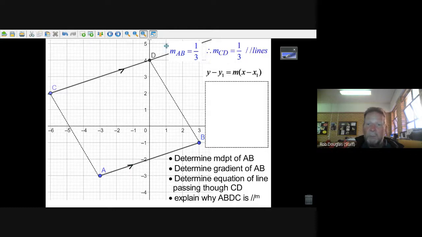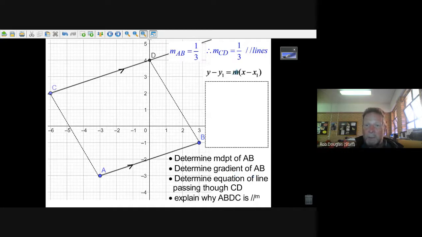If two lines are parallel, then their gradients are the same. So if the gradient of AB is 1 over 3, the gradient of CD is 1 over 3, because they're parallel lines. Parallel gradients are the same. That's the big idea. That will really help you in the control test. They use it all the time. Okay, now we have the gradient of CD, and we're supposed to find the equation of the line.